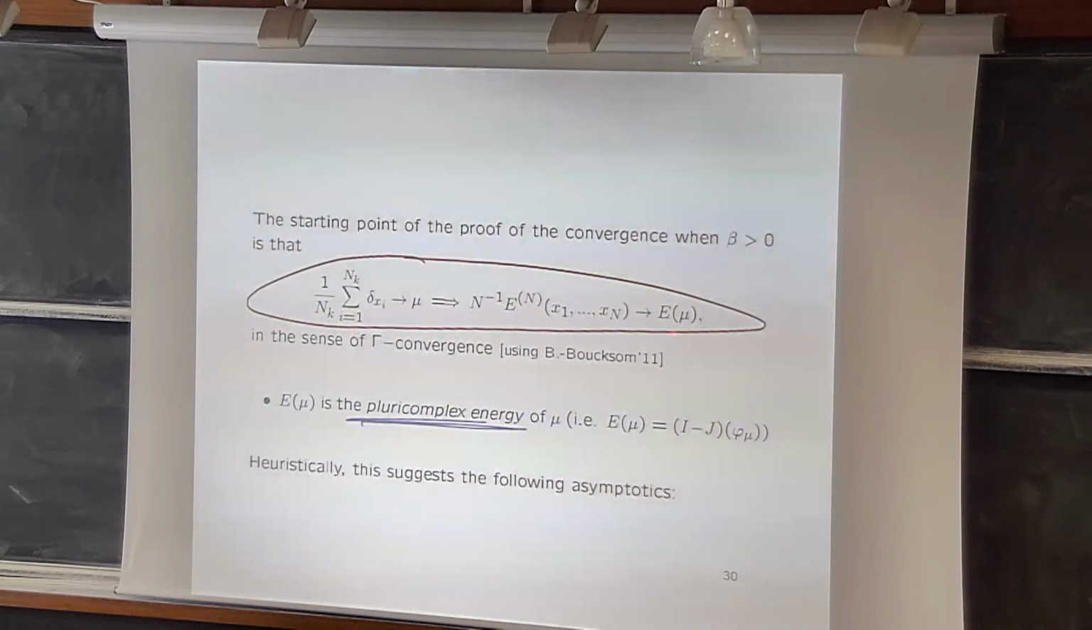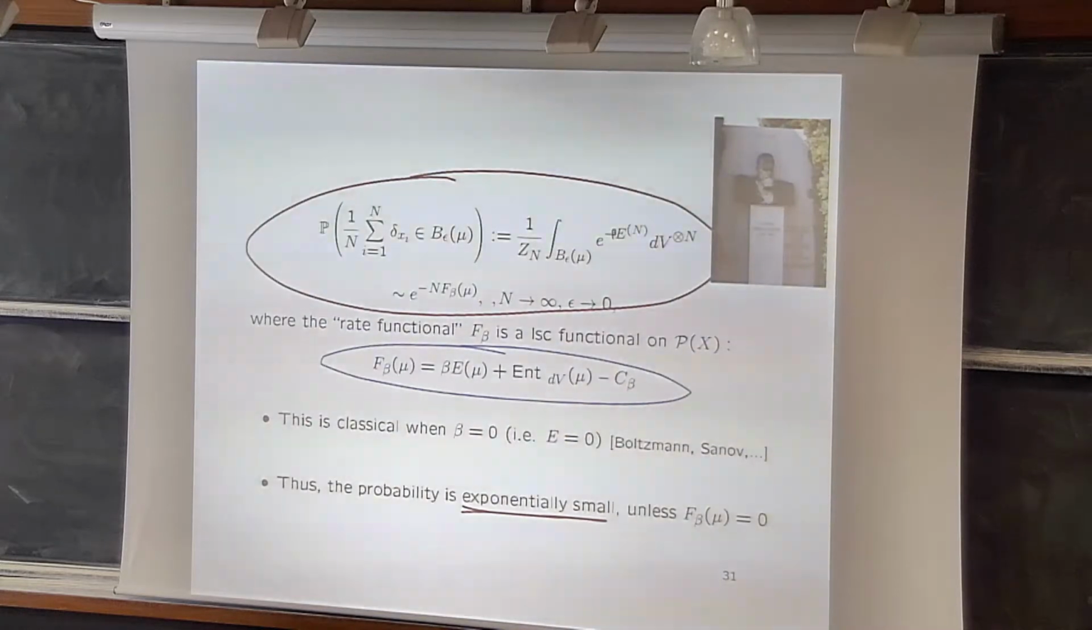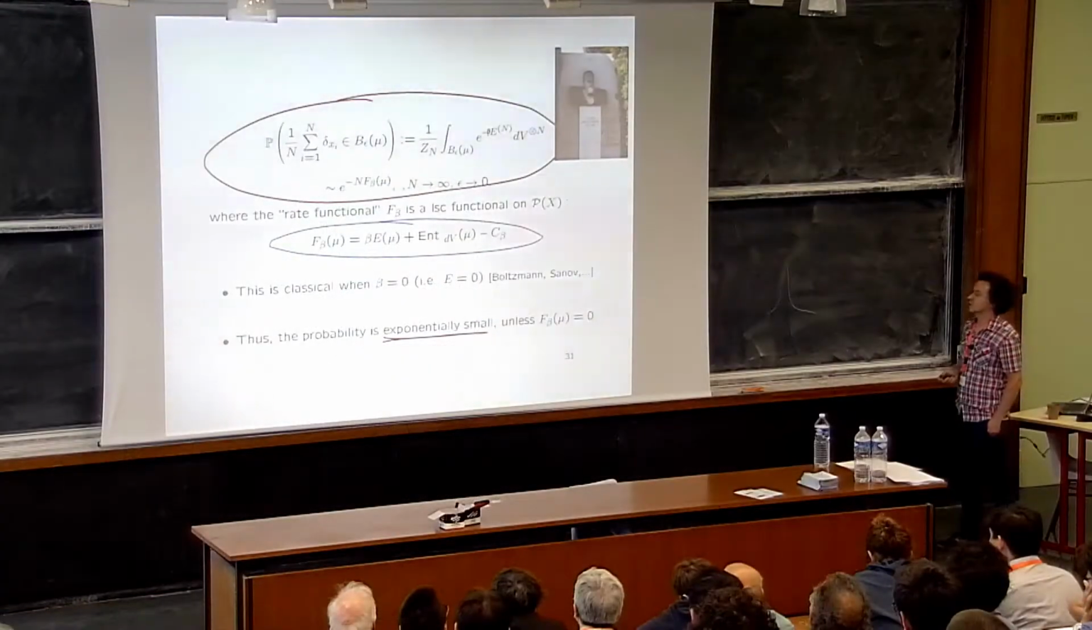This limiting object is really what is called the pluricomplex energy in the literature. I guess we first introduced this notion in my work with Sébastien Boucksom, Vincent Guedj, and Ahmed Zeriahi. But when mu is smooth, you can write it in terms of the potential as just the I minus J function in Kähler geometry. So I'm saying that this object really emerges from this object here.